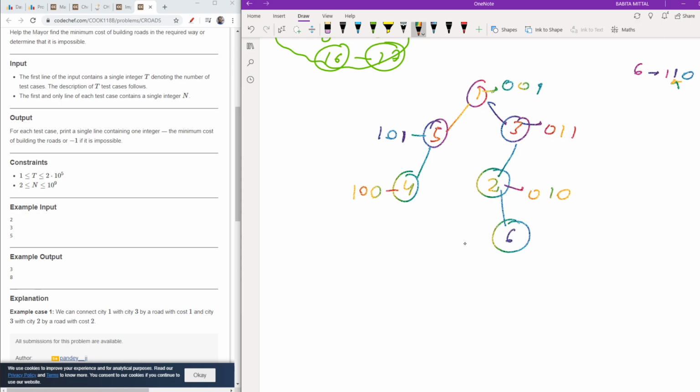Now I have the next number which is 7. So for this it will be 1 1 and 1. I will attach it with, as you can see, the first bit which is set. So I will attach it with 1. So 1 is attached with 7, which is 1 1 1.